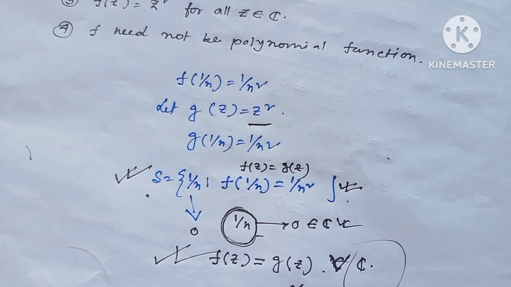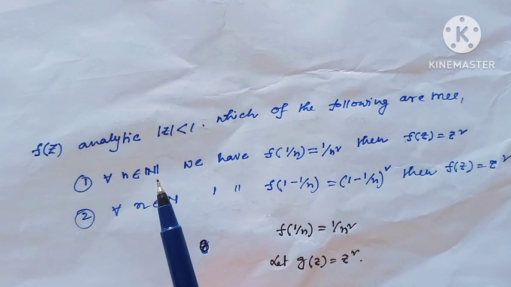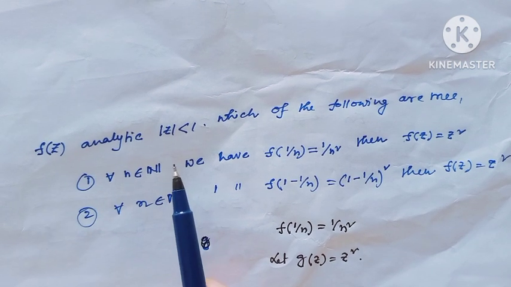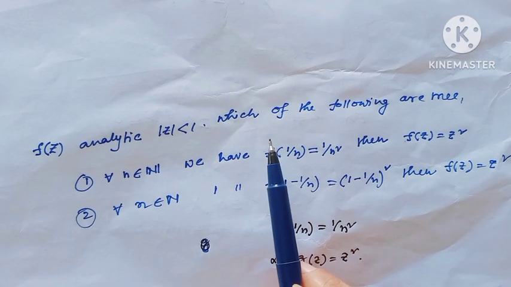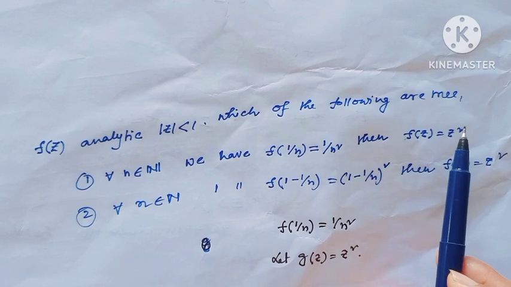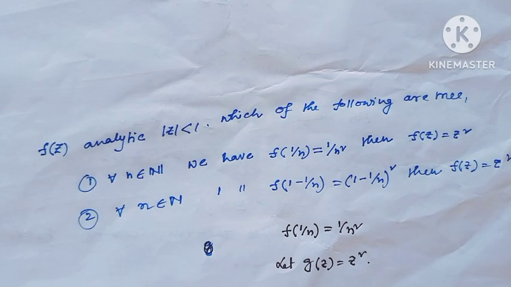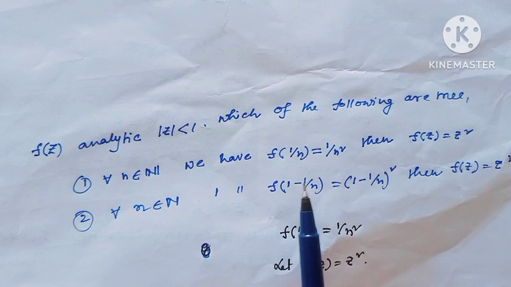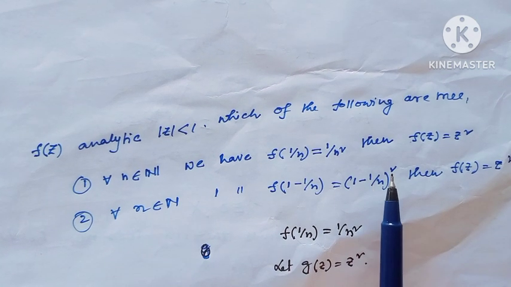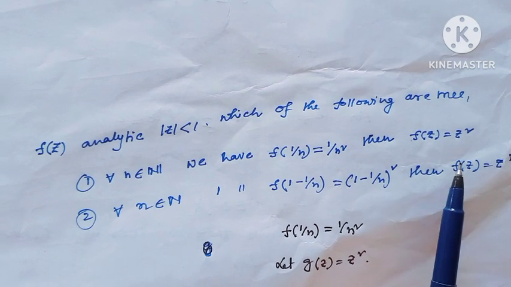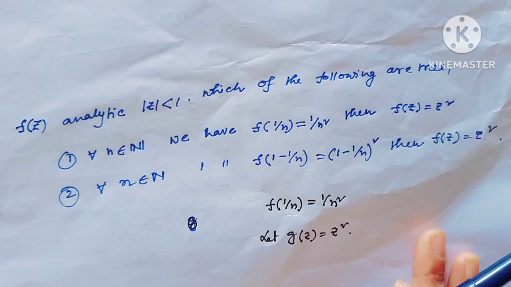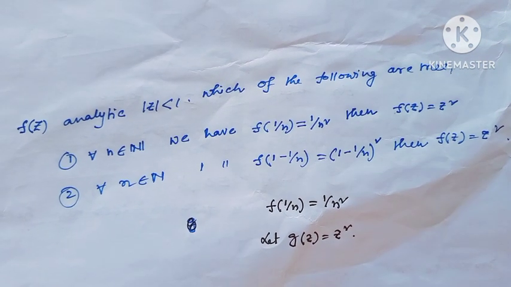I hope all my viewers have understood this. Next example. Second example, similar to before: f(z) is analytic on mod z less than 1. Then which of the following are true? Option 1: for all n belonging to the natural numbers, f of 1 over n equal to 1 over n square. Then that implies f(z) equal to z square. Here also I will use the identity theorem, similar to the previous example.